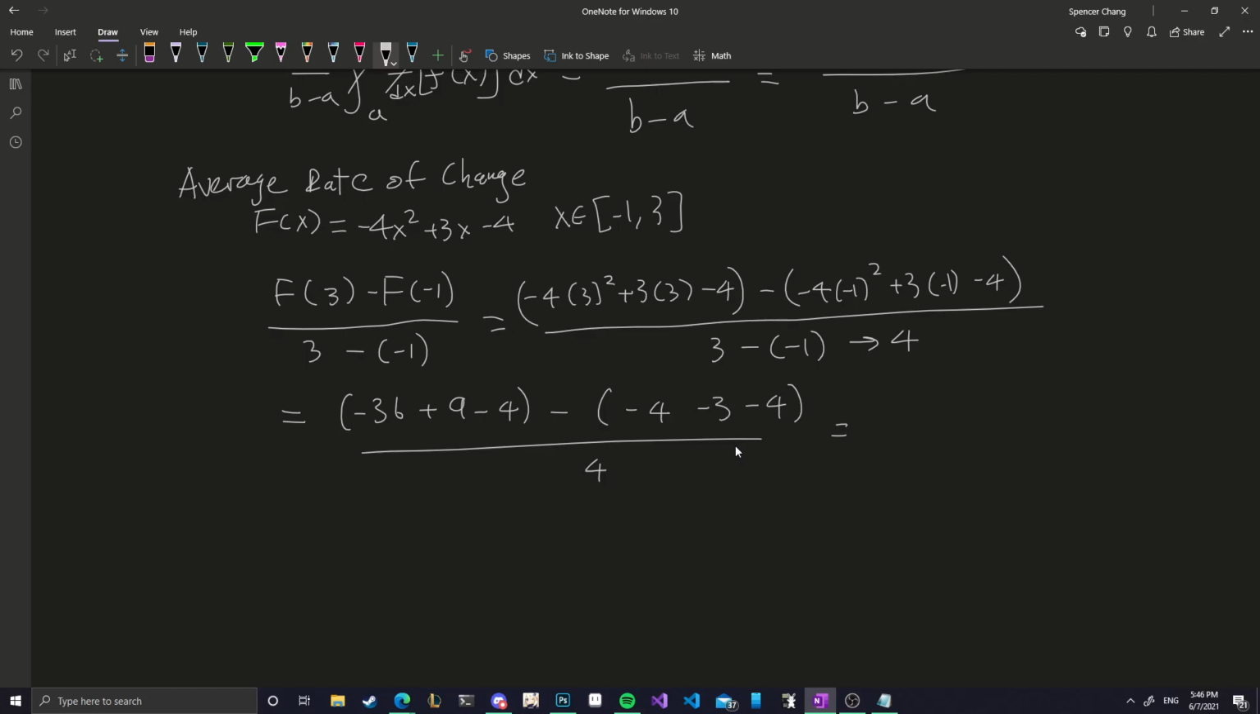This is just more mental math, so that's just negative 40 plus 9, that's negative 31, minus negative 8 minus 3, which is negative 11. The negatives cancel out, and we get negative 20 over 4. And this simplifies down to negative 5.